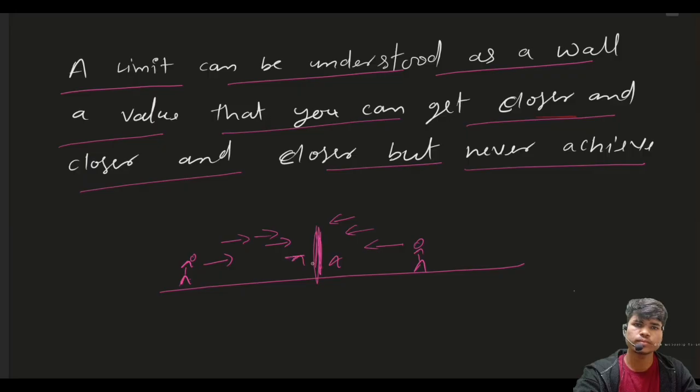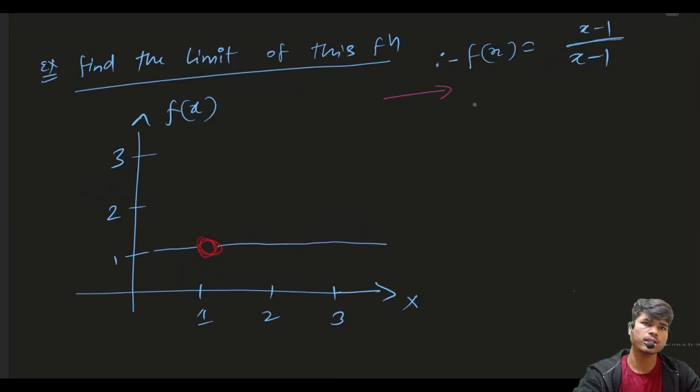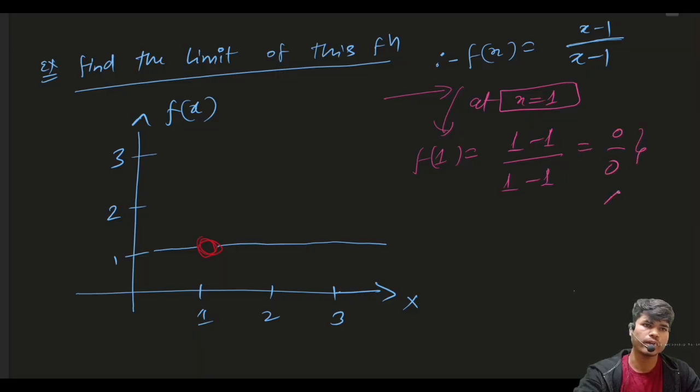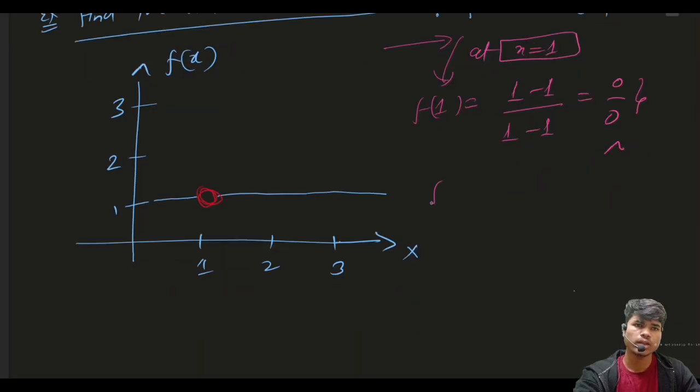We have to find the limit of this function at x equals 1. This function is undefined at x equals 1. Why? If we put x equals 1 in this function, we will get f of 1 equals 1 minus 1 divided by 1 minus 1, equals 0 by 0 form. This form is mathematically undefined. f of x equals 1 if x is not equal to 1.